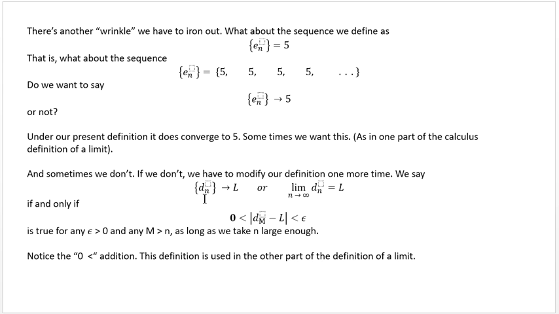So we have to make another slight modification to our definition. We have to say that the distance gets smaller and smaller than any epsilon we like, but is always bigger than 0. Now, you might think, wow, why are we doing this? Well, first of all, let's summarize what we've done.